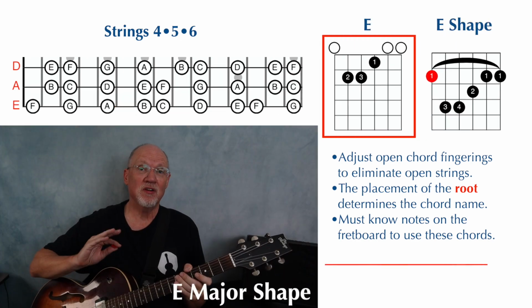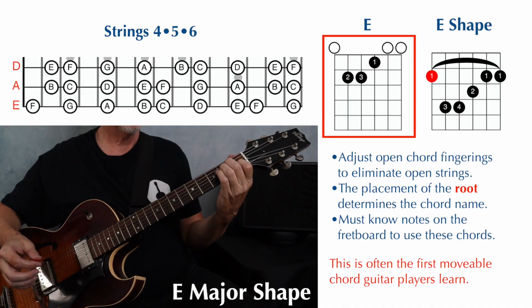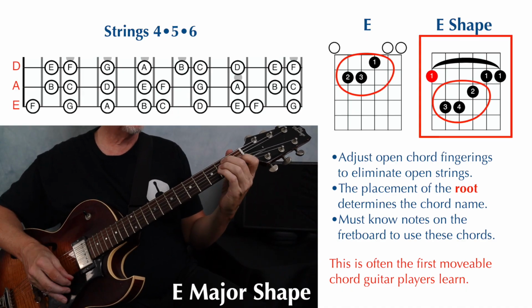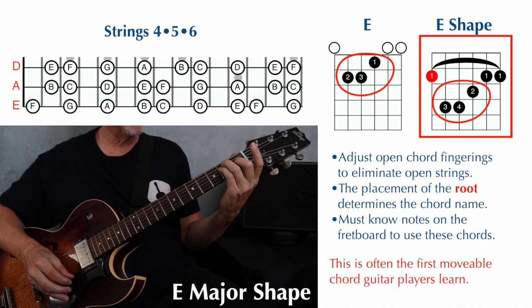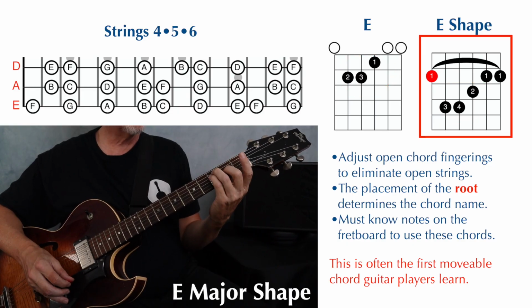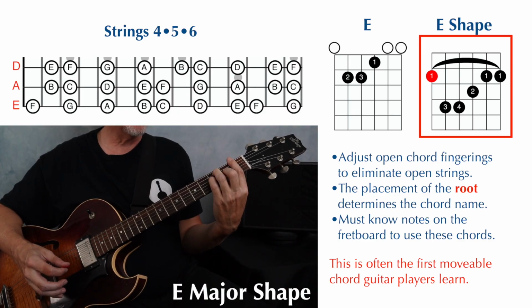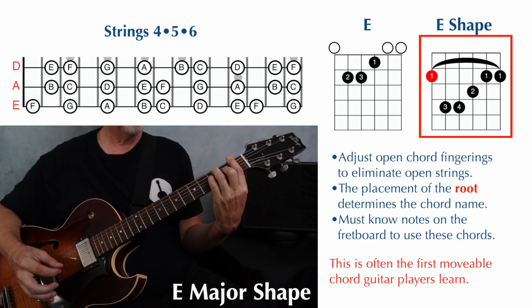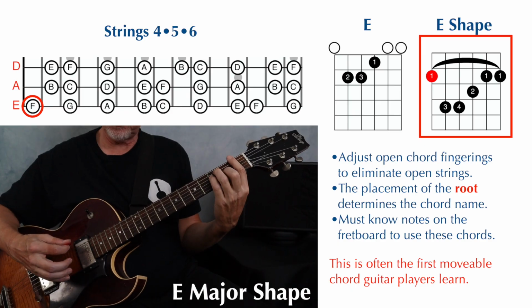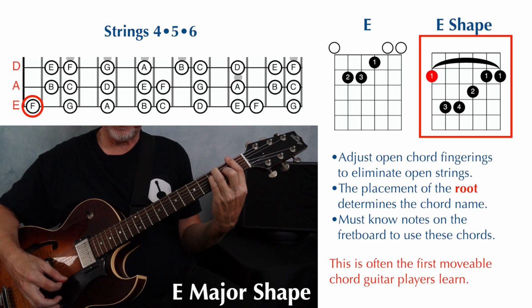These E shapes are very common movable chords. E major, go through the same process, switch out, so first finger is free, use fingers 2, 3, 4 instead. 1 fret higher, first finger bars all 6 strings this time. And now you have an F major. This is often the first movable chord that people learn.